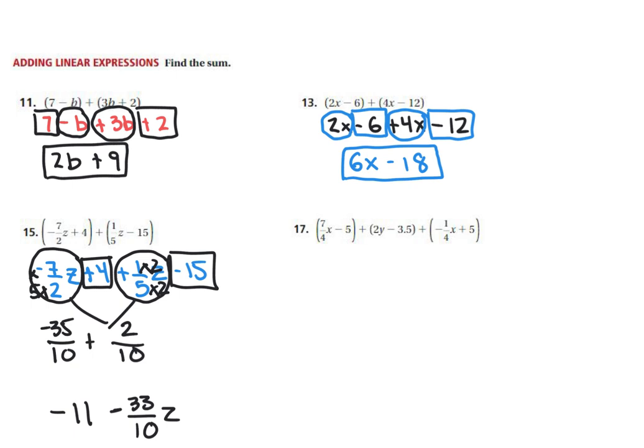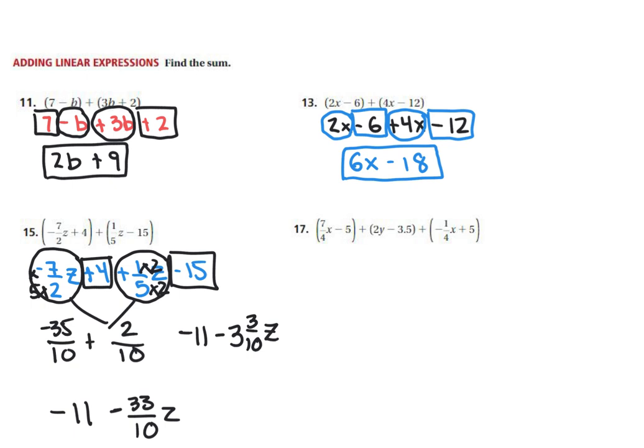Now you could have also written this differently. You could have changed negative 33 tenths, and you could have written this as negative 11 minus 3 and 3 tenths z.